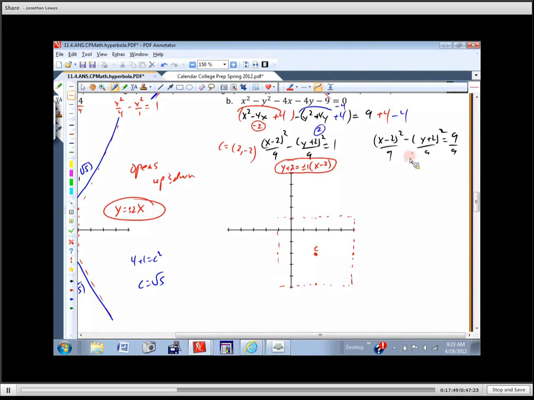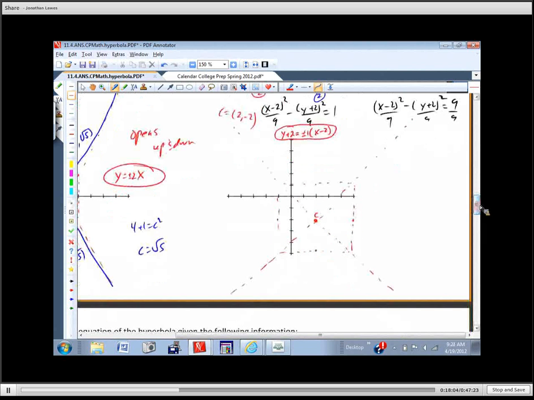We'll draw in the asymptotes. So hyperbolas do take some time, especially if you've got to complete the square. That's what it looks like.